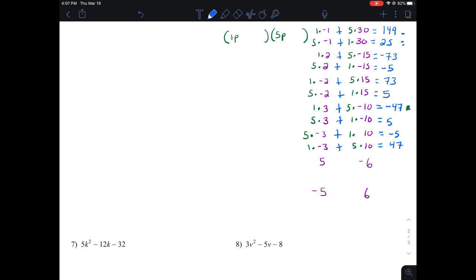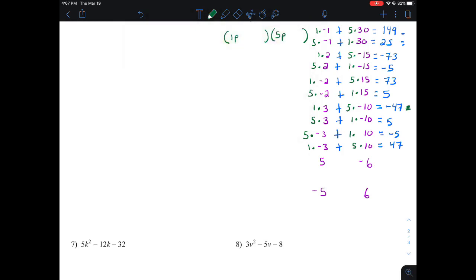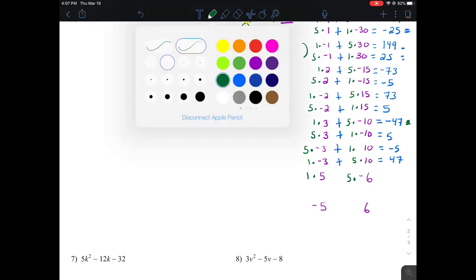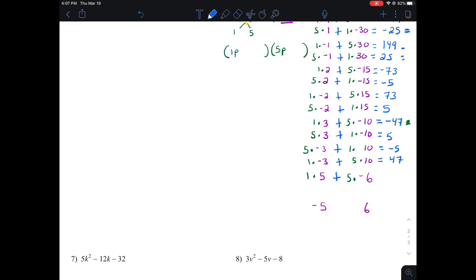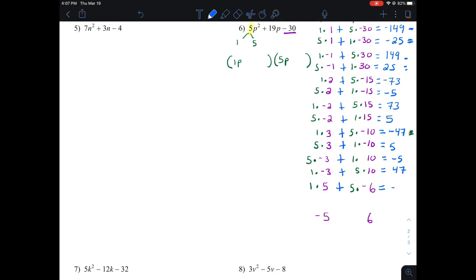So we're down to one last set of numbers, and you see how these things can be aggravating when you have a long list. Just wait until we don't have prime coefficients to start with, and they're composite numbers. All right, so I've got to try 5 and negative 6. So let's try 5 times 1, negative 6 times 5, and we add together. Negative 30 plus 5, negative 25. Nope, not it.